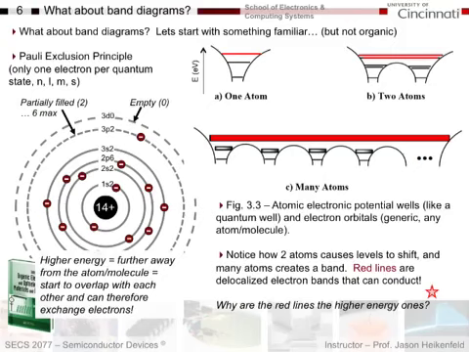So what about band diagrams? Well, let's start with something familiar, which is not organic. Let's look at our silicon atom. And we had talked about before the Pauli exclusion principle, where here's one atom, here's the various energy levels as you go further away from the nucleus and you go higher in energy. This is just showing basically the binding energy to keep electrons in the atom. So if I want to rip an electron out, the deeper I go here, the harder it is to get the electron out.